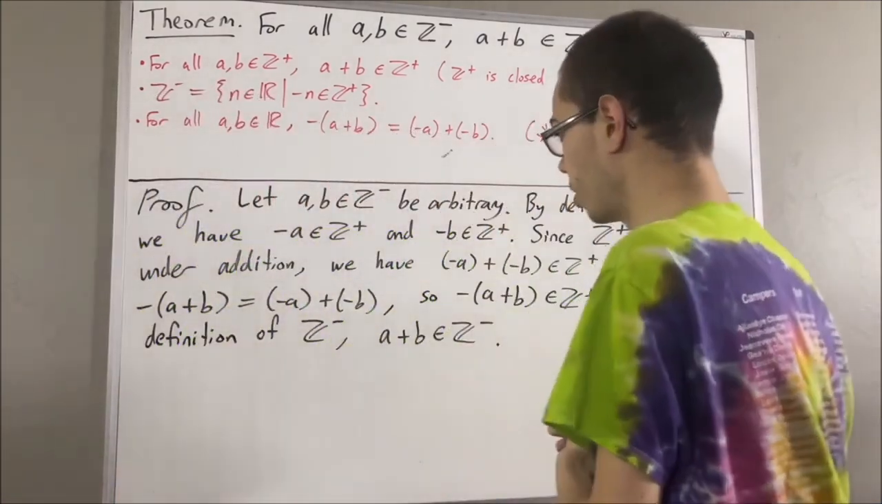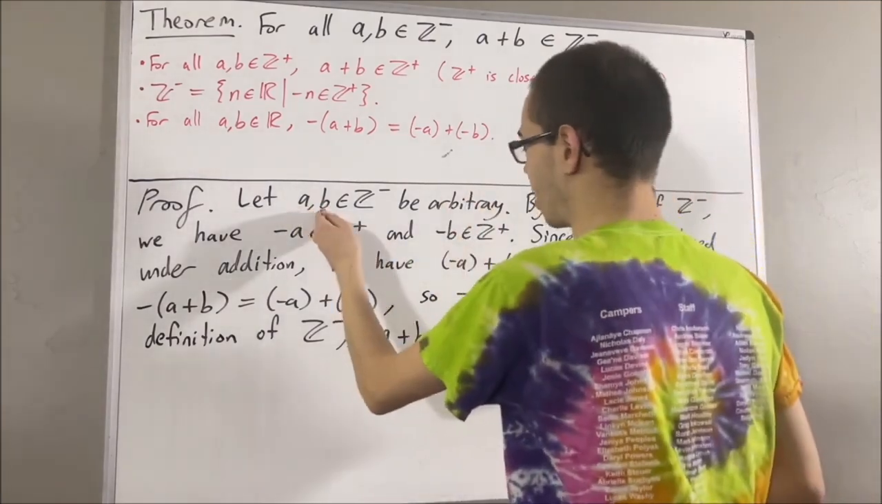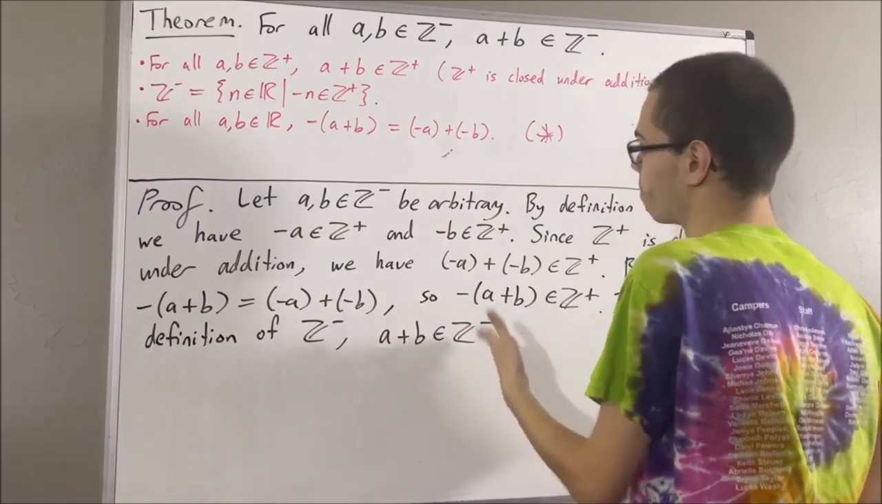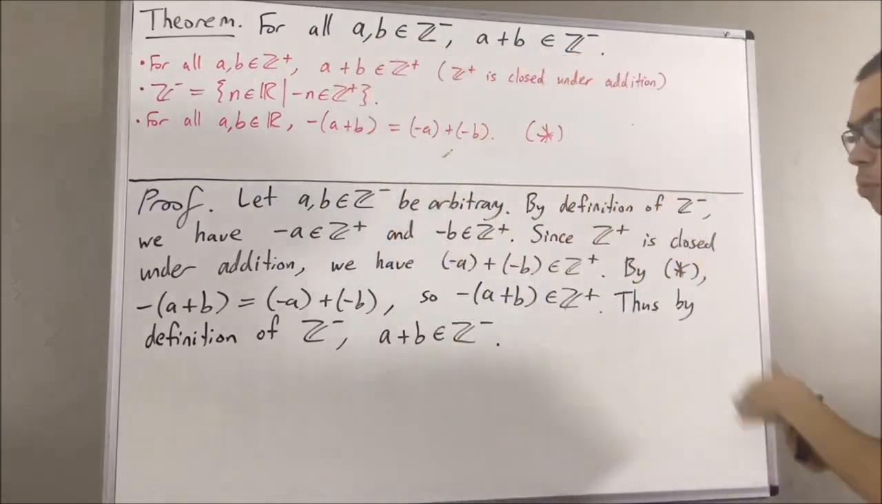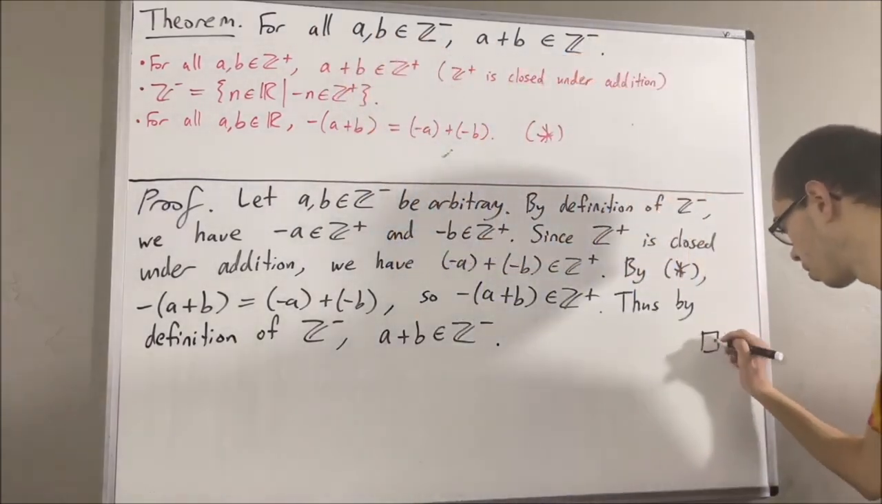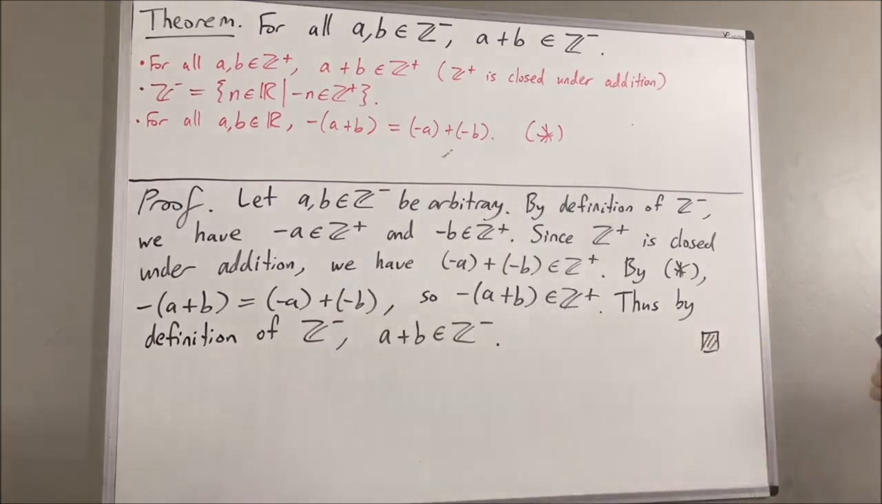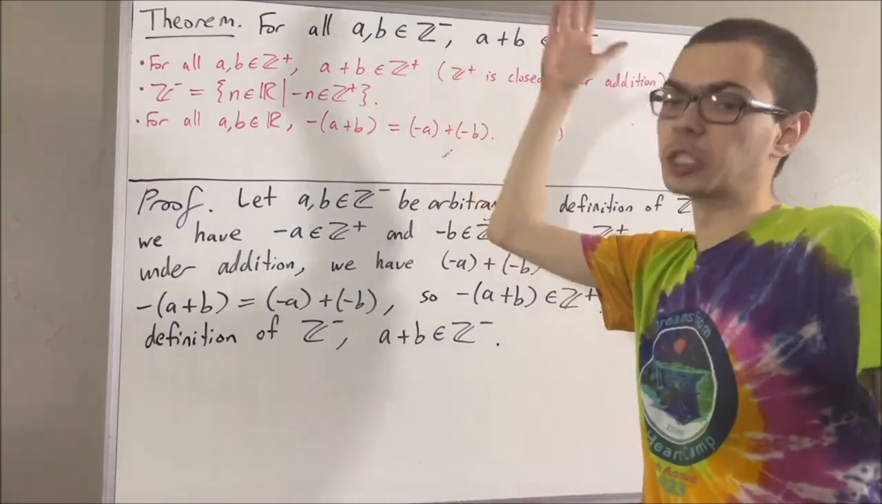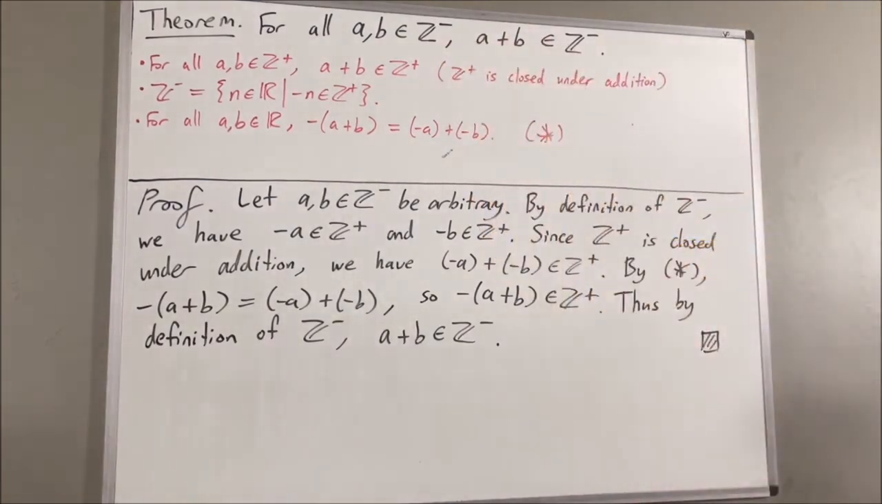So what we have shown here is, if a and b are any two negative integers, then it follows that a plus b is a negative integer. And that is exactly what we wanted to prove. So this completes the proof. So in other words, we have shown that the negative integers is closed under addition. And so yeah, that's pretty much it for this video.